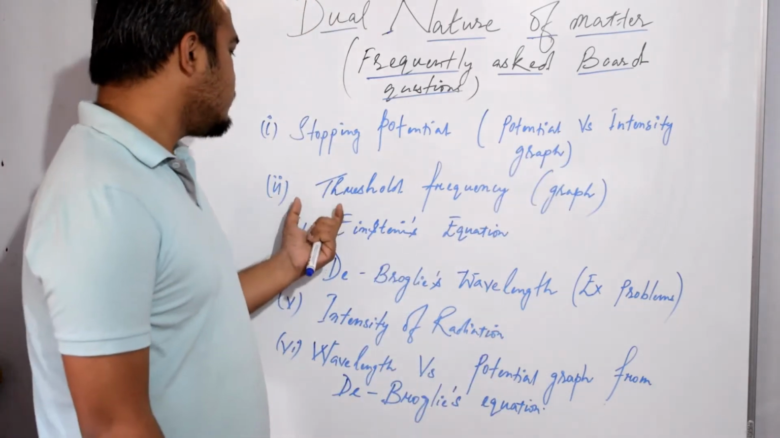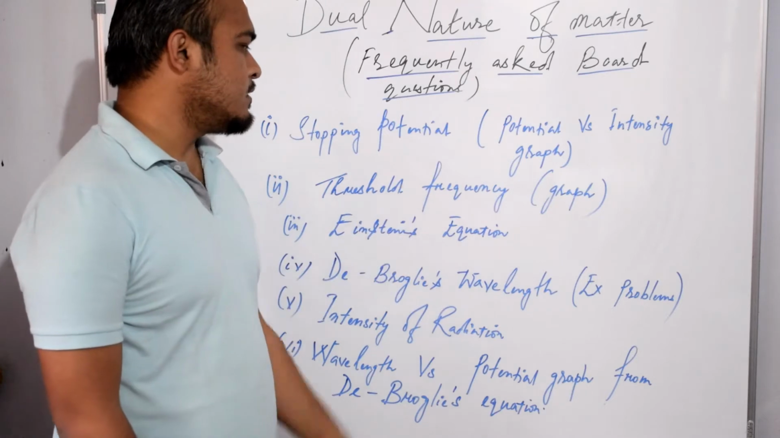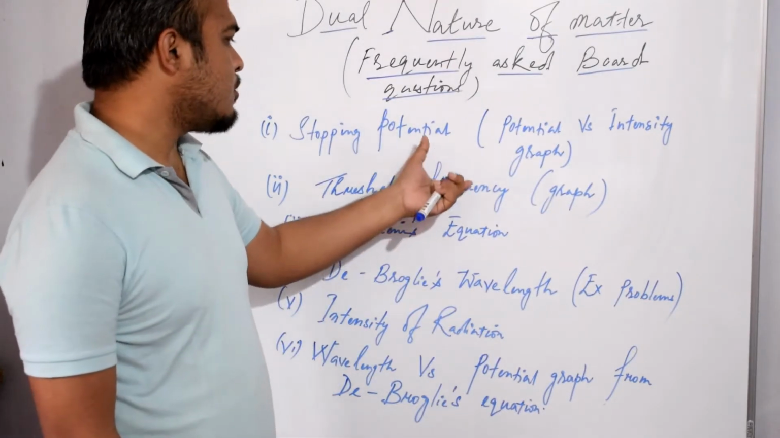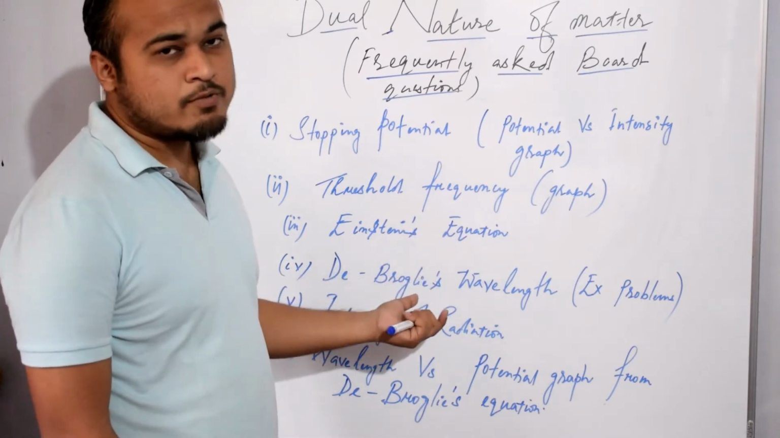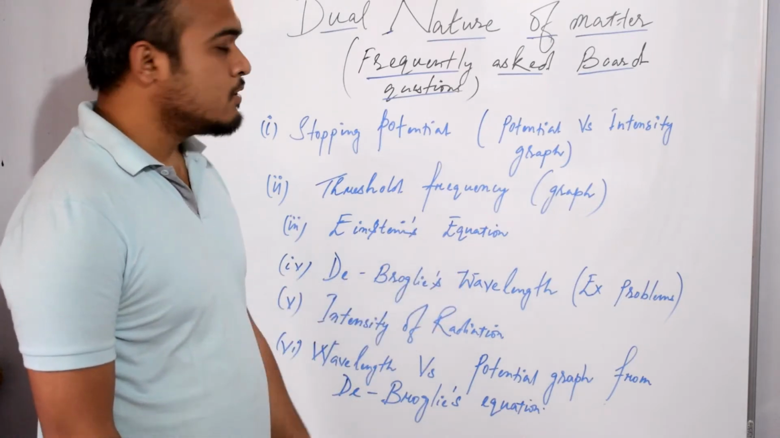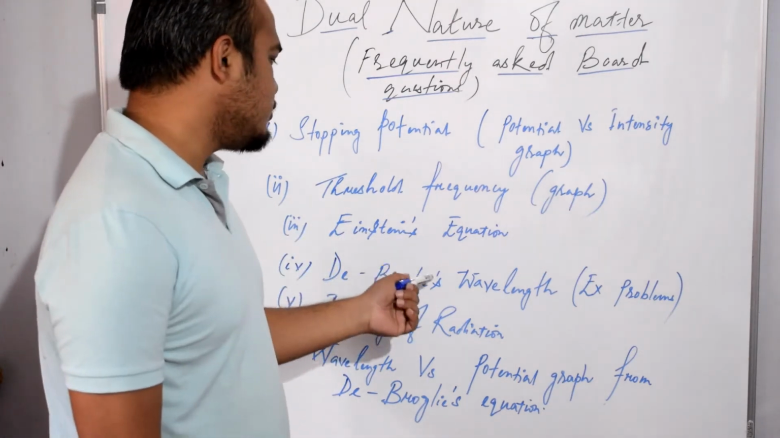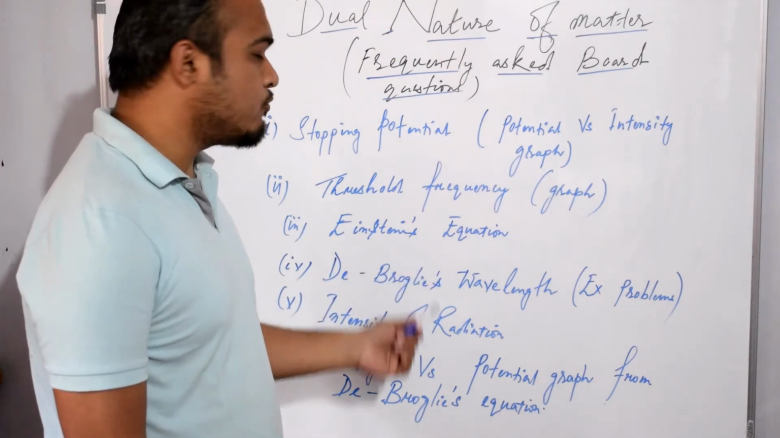The next topic is threshold frequency. What is threshold frequency and its graph? This topic mainly comes for maybe 2 to 3 marks. The third topic is Einstein's equation; you have to write the definition along with the equation.